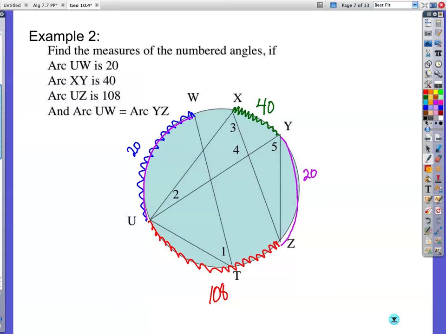Here we go. We've got angle 1 right here. If the arc is 20, then the angle has to be half of that, which is 10. So angle 1 is 10 degrees. Angle 2: we have 40 for the arc, so the angle is half of that, which is 20 degrees. Angle 3 is right here, and I've got 108 for this arc. There's my angle, there's my arc, so half of that is 54 degrees.